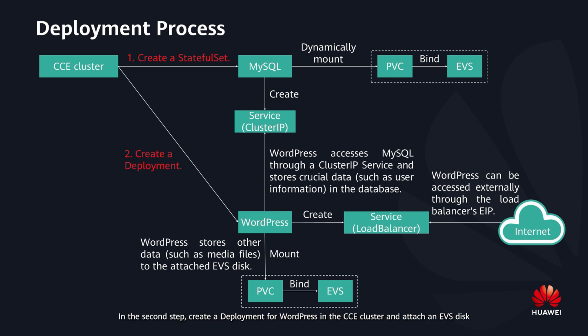In the second step, create a deployment for WordPress in the CCE cluster and attach an EVS disk to store other data persistently, such as uploaded media files. Then, create a load balancer service to access WordPress externally. I'll give you an example to help you deploy WordPress in a CCE cluster.